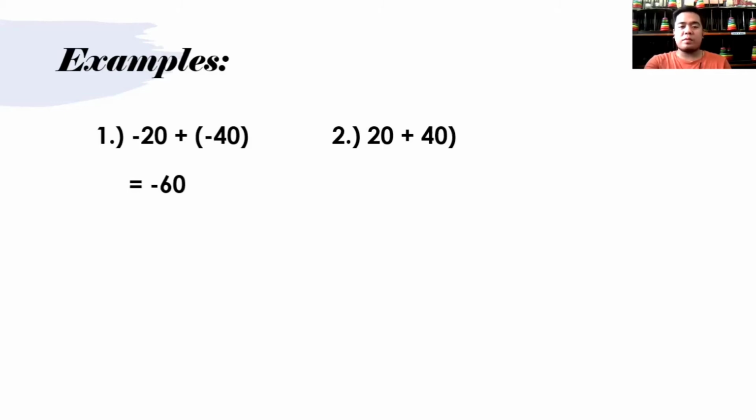Another example, positive 20 plus positive 40. So the two numbers have common sign, or they are like signed numbers. So rule number one, like signed numbers, you have to add the value. 20 plus 40 is equal to 60. So therefore, the answer is positive 60 or 60.